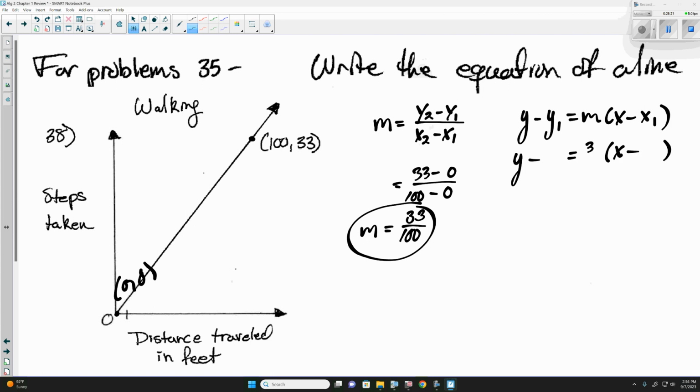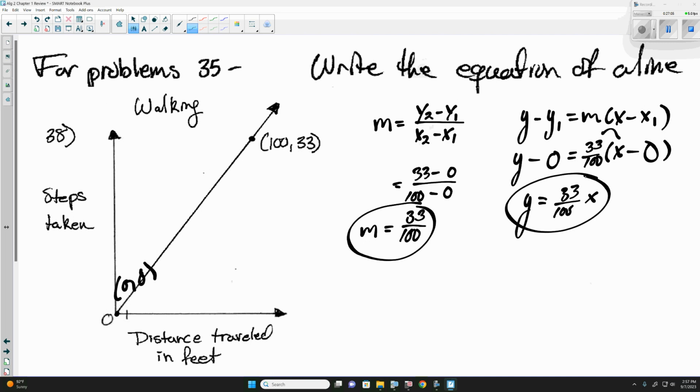Now we can plug in the slope, 33 over 100. Now we need to pick a point. Can we do the point 0, 0? Yeah. Well, y minus 0 is y. 33 over 100 times x is, well, 33 over 100. And 33 over 100 times 0 is? 0. Yes. So our equation is y equals 33 over 100 x.